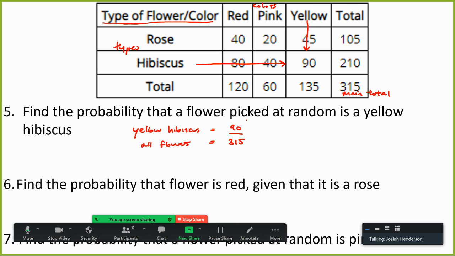Then what do we do? We want to reduce the fraction. Let's try dividing this one by 3 from the beginning. 315 divided by 3 worked. So it looks like it's 30 out of 105. We can divide that by 5. That'll be 6 out of 21.